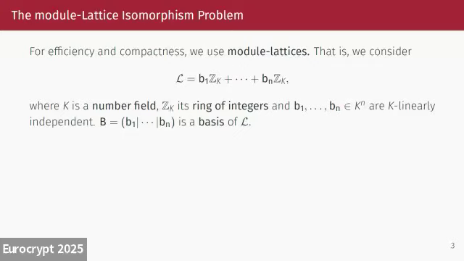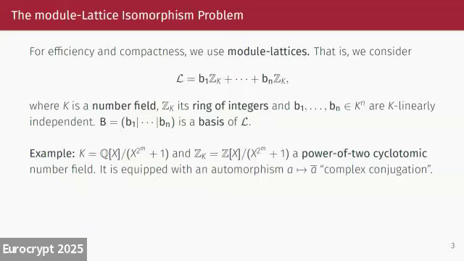K is a number field, a finite dimensional extension of the field of rational numbers. Z_K is the ring of integers. And we are given n vectors in K^n, which are K-linearly independent. And so what we call a module lattice is the set of combinations of these vectors with coefficients in Z_K.